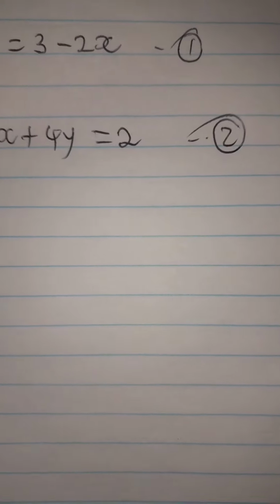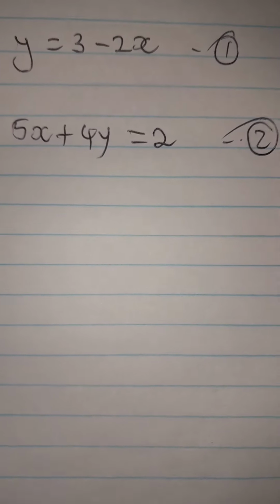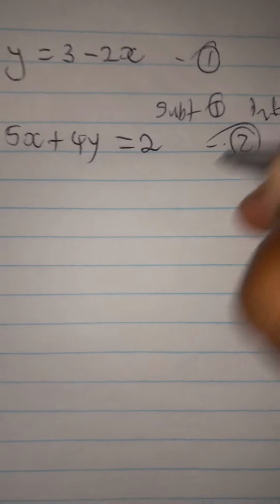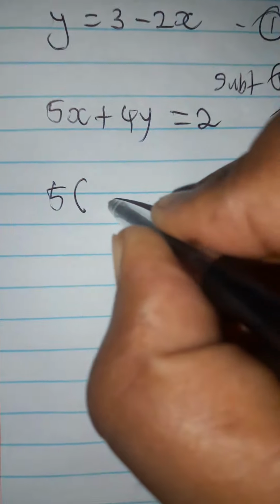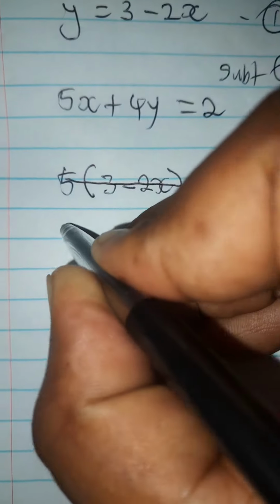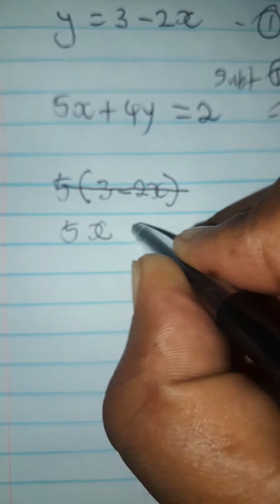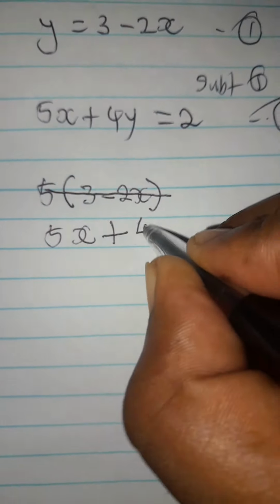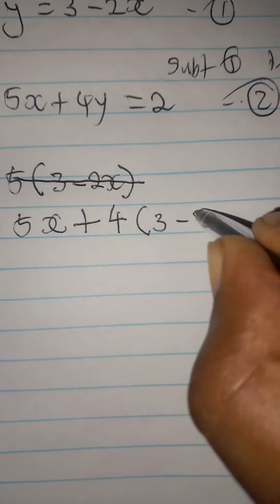Then the easiest way, we can use a substitution method by saying that we substitute equation 1 into equation 2, meaning that where we see y, we are going to put 3 minus 2x. So in this case, we are going to say 5 multiplied by 3 minus 2x. Oh, sorry for that. I made a mistake in this case. This is going to be 5x plus, where there is y, we shall put 3 minus 2x.